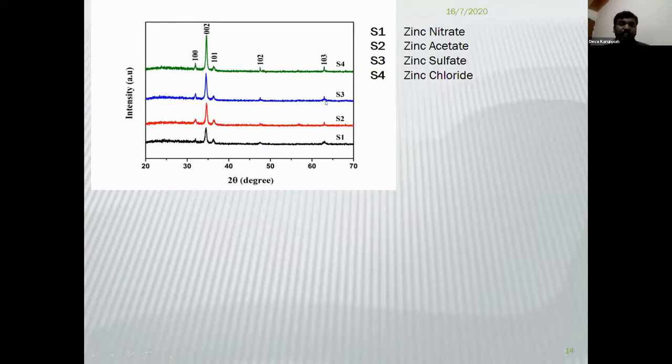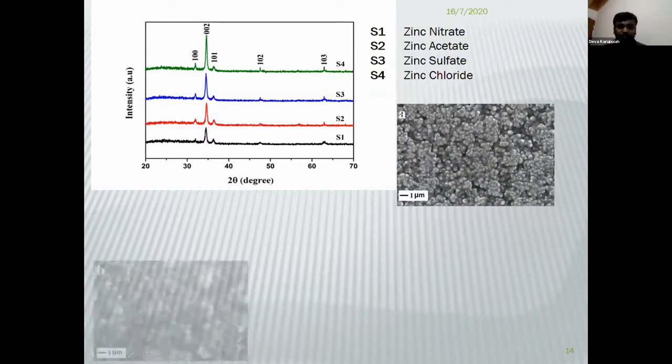So from here I changed four types of precursor: zinc nitrate, zinc acetate, zinc sulfate and zinc chloride precursor. From S1 to S4, like zinc nitrate to zinc chloride, the peak intensity should be increasing, while the full width at half maximum value is decreasing. Here the maximum intensity is obtained for the zinc chloride precursor, which implies high crystalline quality of the material.